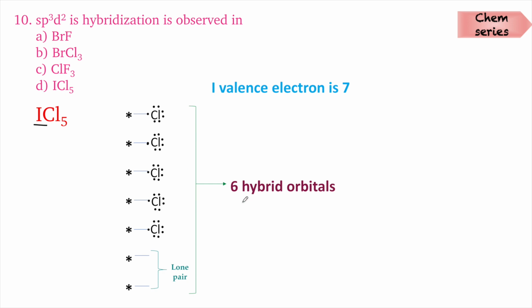So totally it has 6 hybrid orbitals, that is sp3d2 hybridization. Okay, see we have found which one has sp3d2 hybridization, that is ICl5. So your correct option will be D.